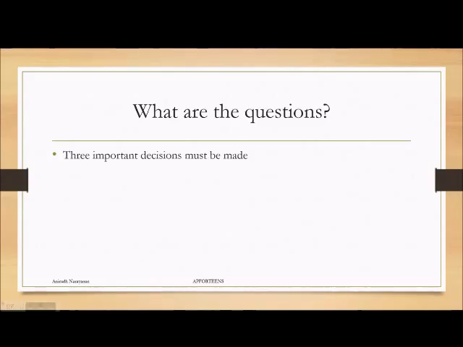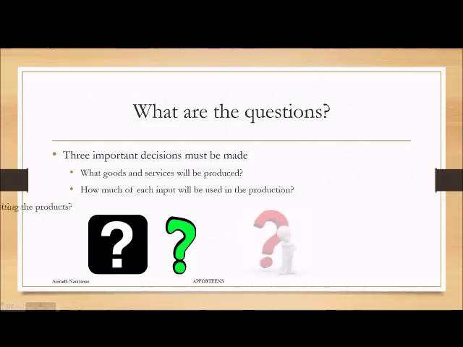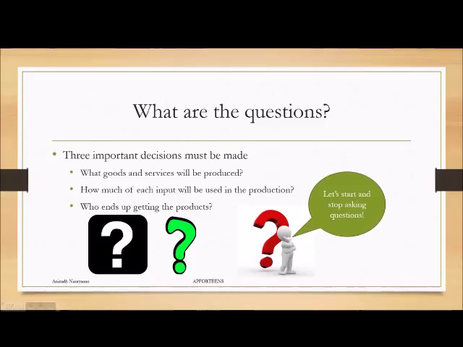What are the questions? Well, we just mentioned them, but I'm going to mention them again. There are 3 important decisions that have to be made whenever having an economic system. What goods and services are going to be produced? How much of each input will be used in the production of those goods and services? And who ends up getting all the products?